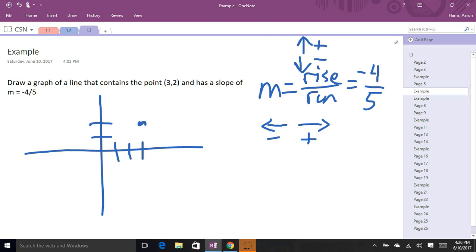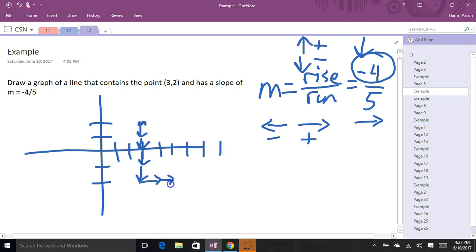So notice the top numerator value is negative, so we're going to go down 4 since it's negative, and the 5 on the bottom, since it's positive, tells us to go right 5 from the point that's given, 3, 2. So we're going to go down 4, 1, 2, 3, 4, and right 5. 1, 2, 3, 4, 5, and we're going to put the point right there, and you can draw it right there. So from the point 3, 2, you go down 4, right 5.